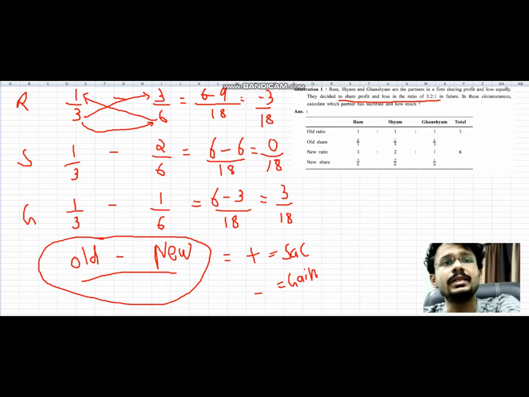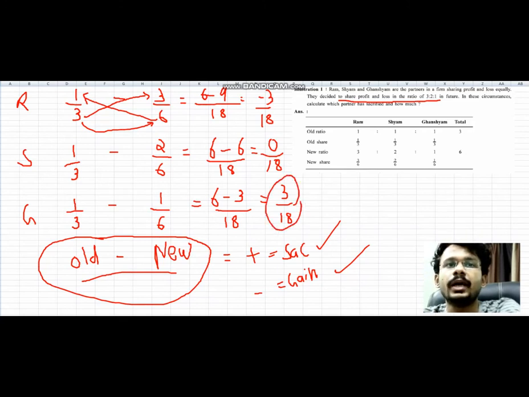If your answer is negative, that means it is gain, and if your answer is positive, that means it is sacrifice. So here R is negative, that means R is gaining, and G is positive 3 by 18, and hence G is sacrificing. So you can note it down in your book.